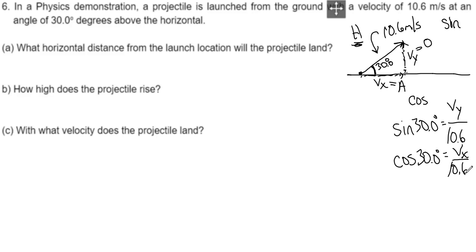So A, what horizontal distance from the launch location will the projectile land? So what is this distance right here? Well, the velocity in the x direction is equal to distance divided by time. So what I'm going to need to do is figure out first, how long is this thing going to spend in the air?